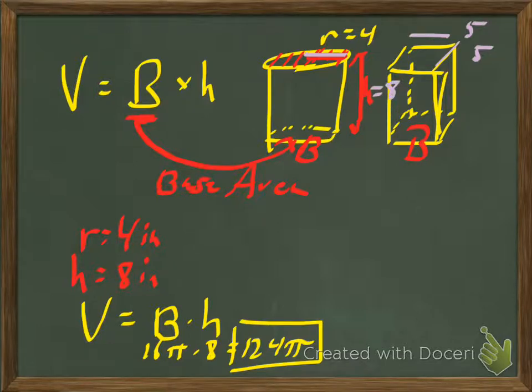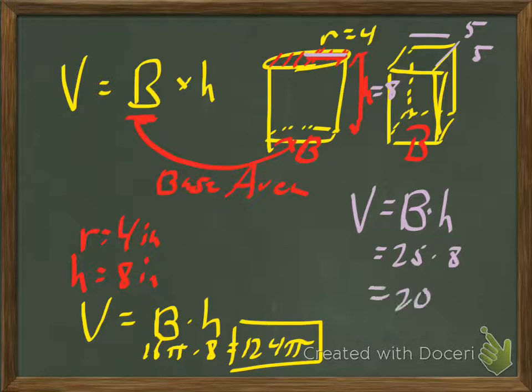So all we're going to do to find the volume of this is write the formula down. It's capital B for base area times height. Well, what's the base area? What's 5 times 5? 25. Times height, which is 8. What's 25 times 8? It's 200.